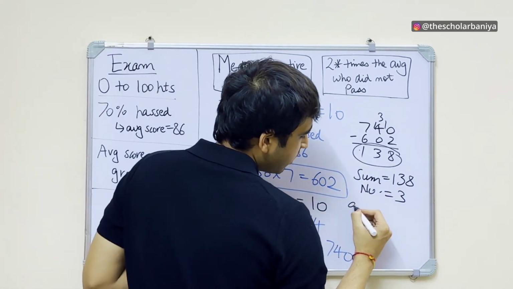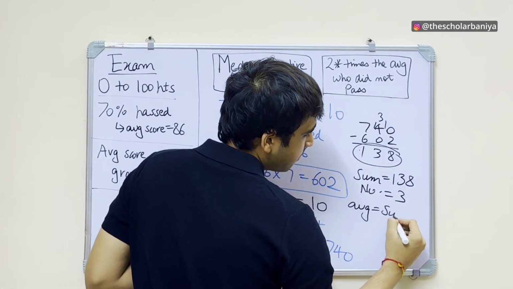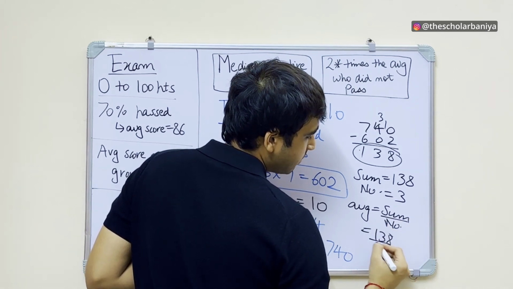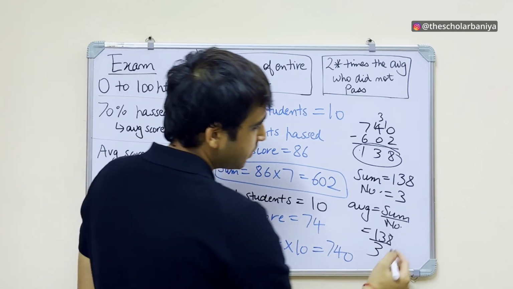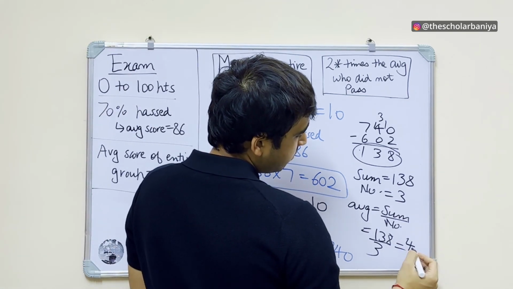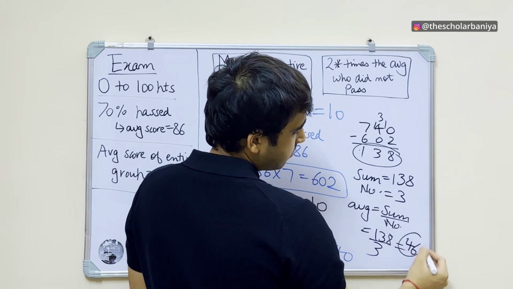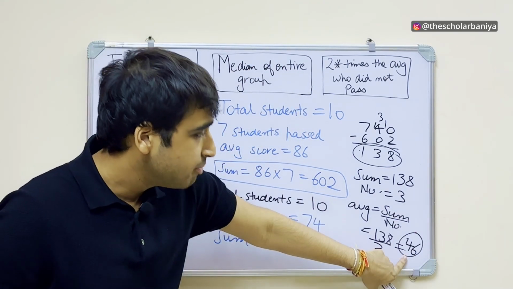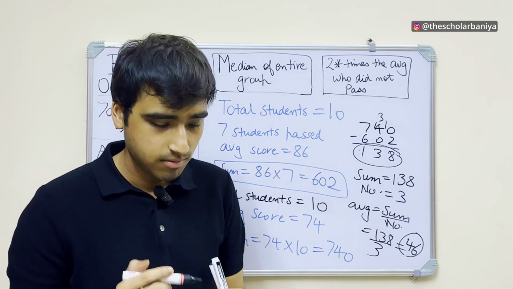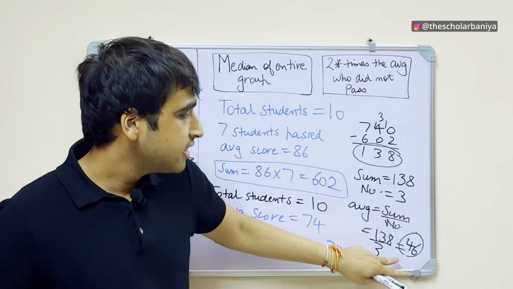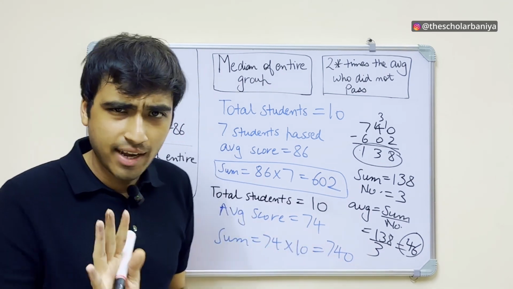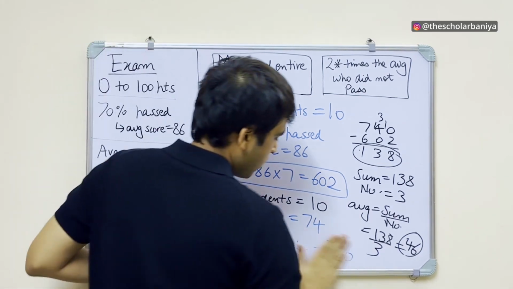So the average will be sum upon number, which is 138 upon 3. 3 4s are 12, so that gives 46. This means the average score of the students who did not pass is 46. I hope this makes sense.